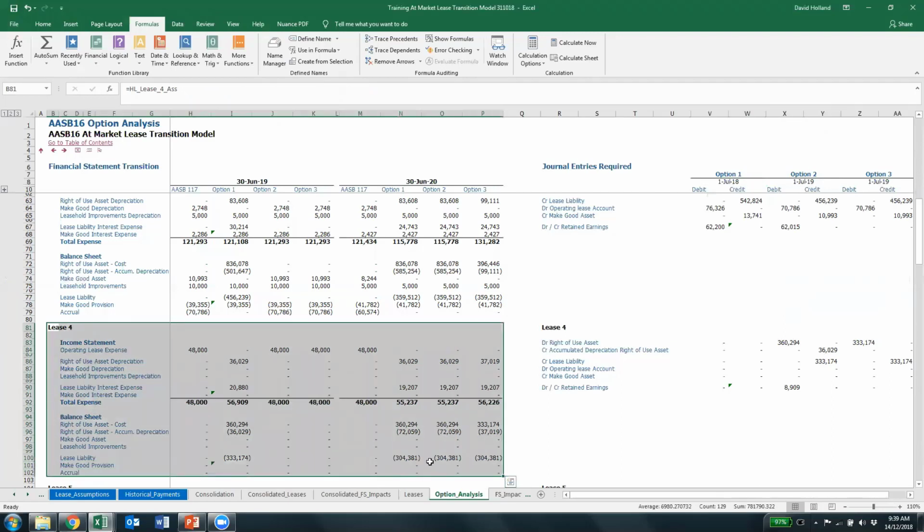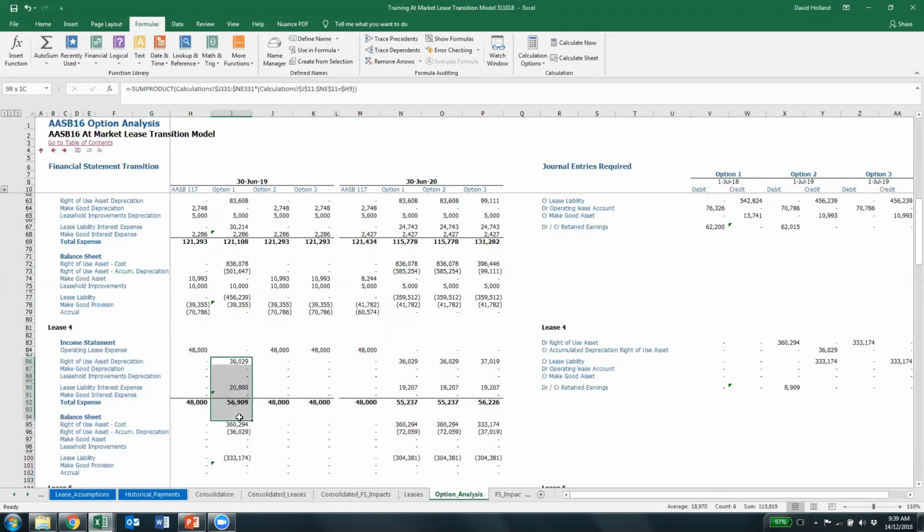So the spreadsheet can tell the actual starting date of the leases and whether there needs to be a transition journal entry. But you'll see here that there are closing figures in the income statement and balance sheet for that lease under option 1, even though there were no transition entries.